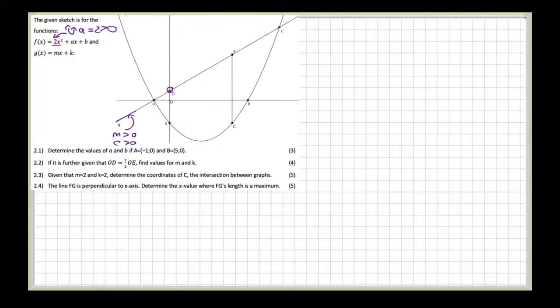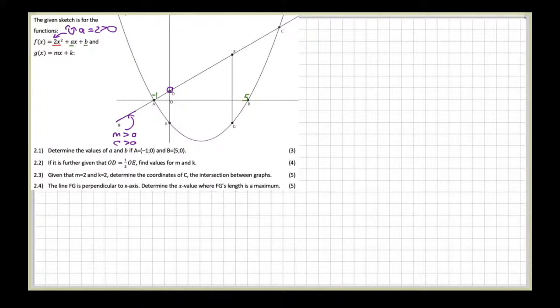It says determine the values of a and b if (-1; 0) and (5; 0) are the x-intercepts. In other words, the x-intercepts. I know it's maybe a bit small on your screen, maybe zoom in a bit. But those are your two x-intercepts, at -1 and 5. So what are they actually asking you? They are actually asking you for the equation of f(x).